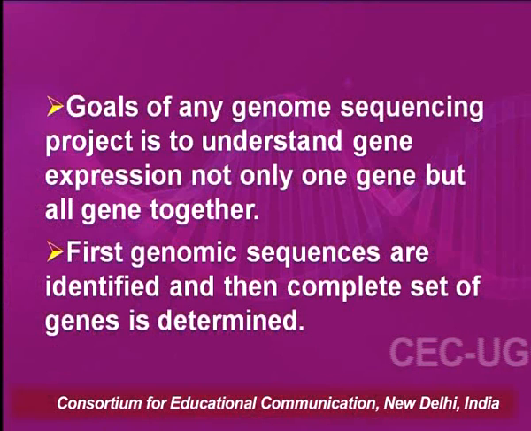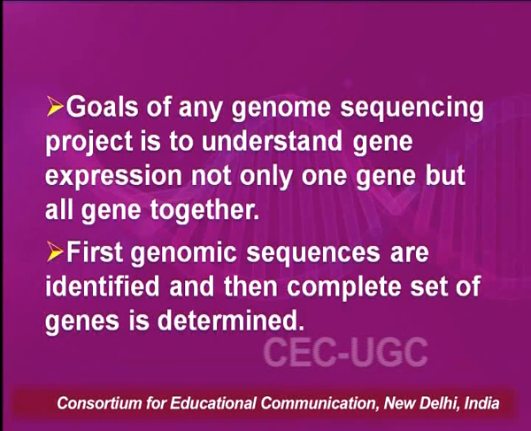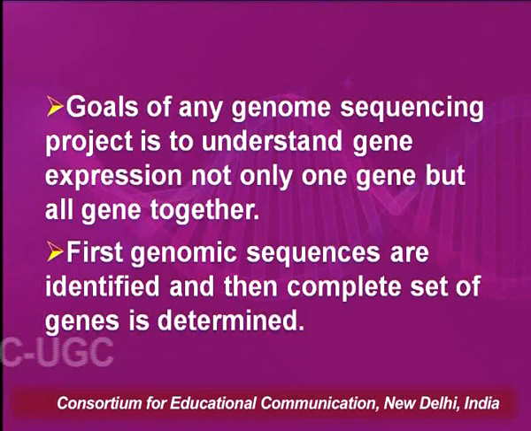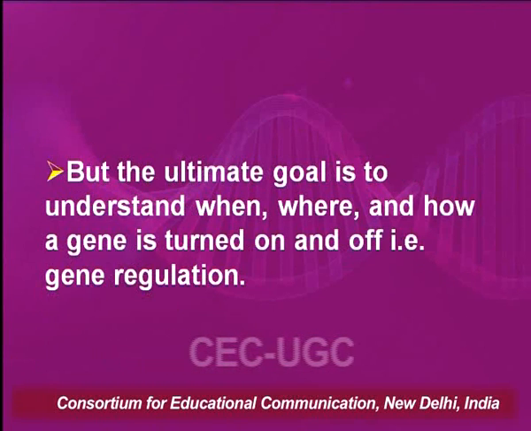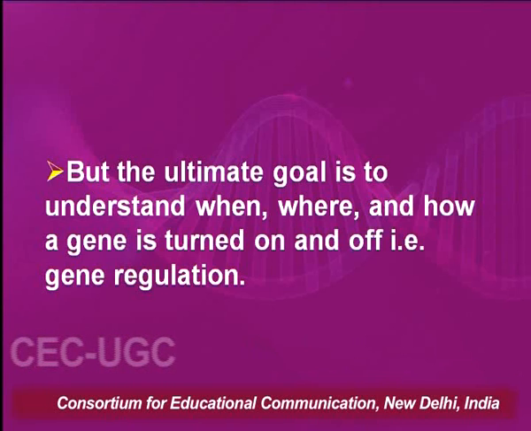So how we do this is we first have genomic sequencing done, and then we identify these sequences, and then we determine the whole set of genes present there. After that, by knowing which gene is located where, our ultimate goal is to understand when, where and how a gene is turned off and when it is turned on. That is how this gene expression is controlled or how it is regulated in a cell.